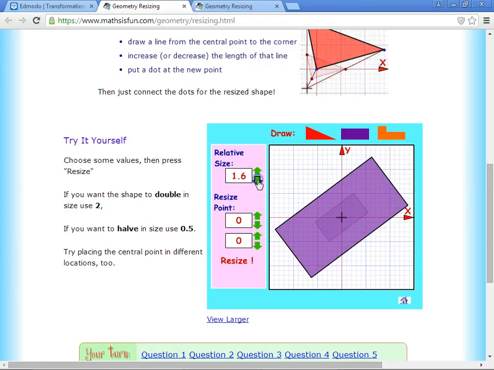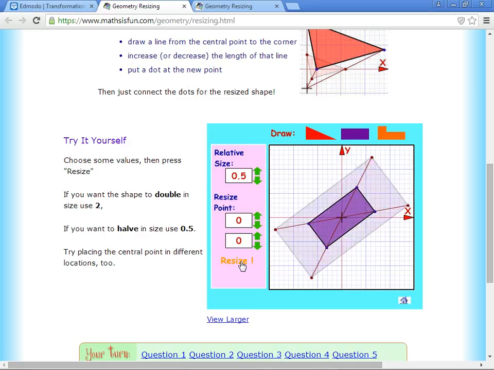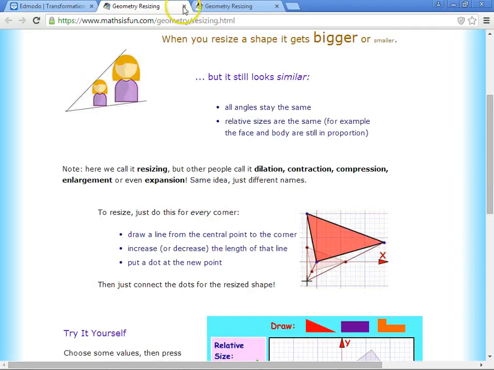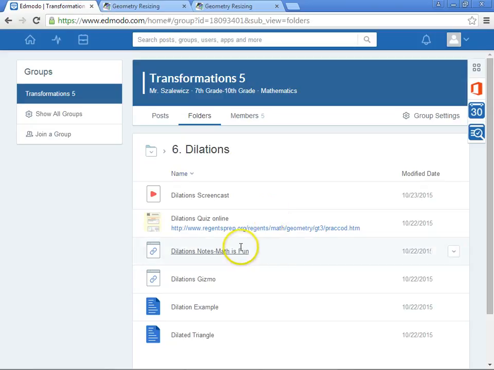Let's change that down to a number smaller than 1. If we dilated it exactly 1 unit, it would be a mirror image. So we'll go a half, and let's resize that figure. And they're coming in a half from where the new image was. And there's our dilated triangle, exactly 1/2 of the larger one. There are some quiz questions here in Math is Fun. We'll go back to our Edmodo page.